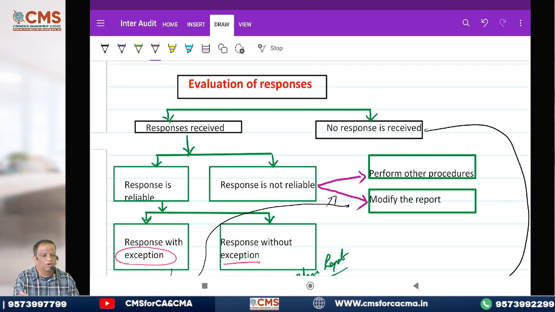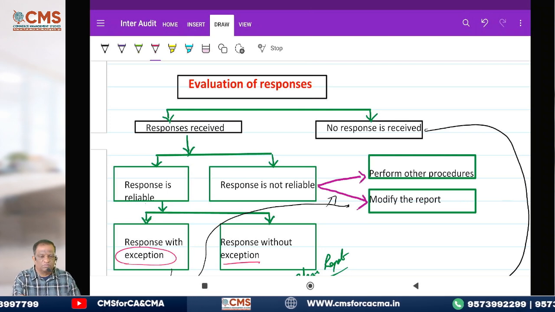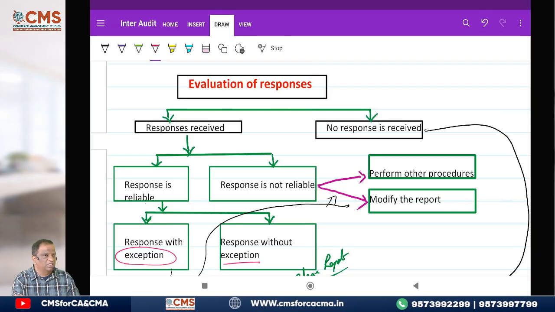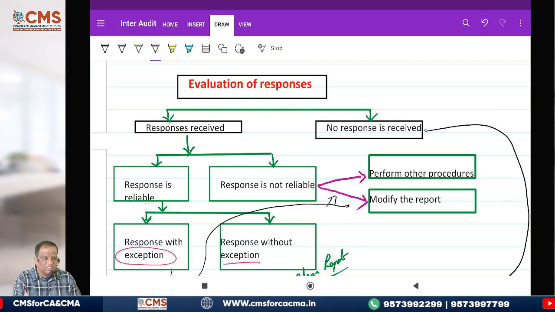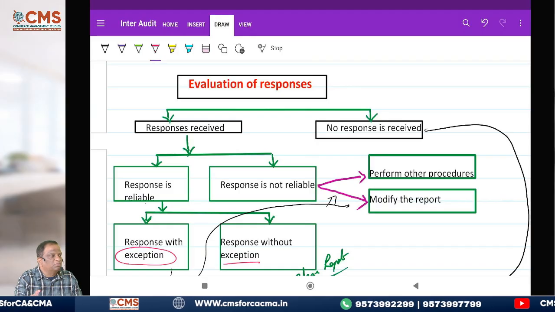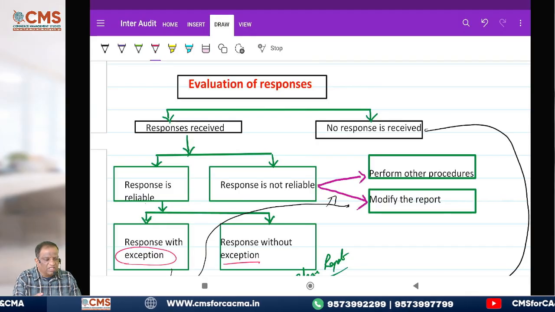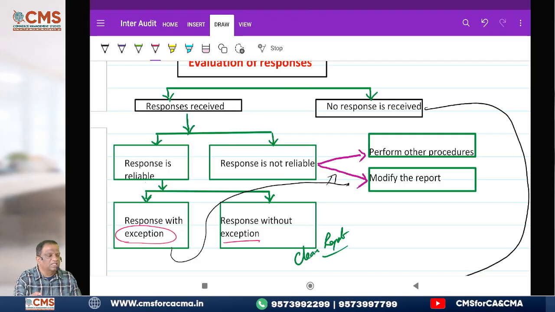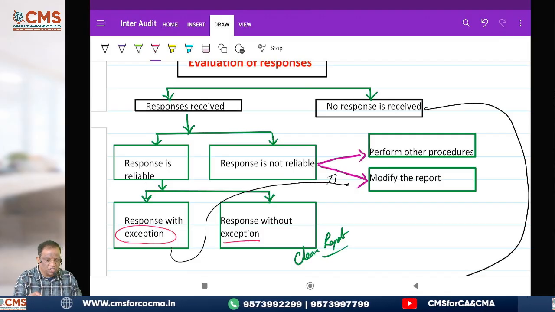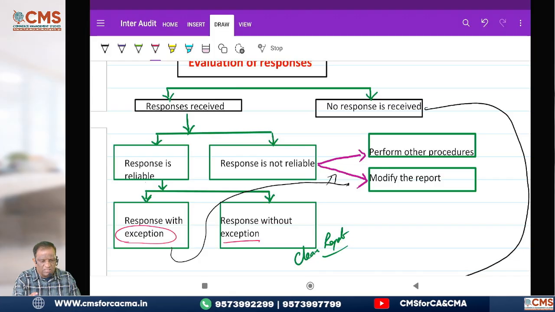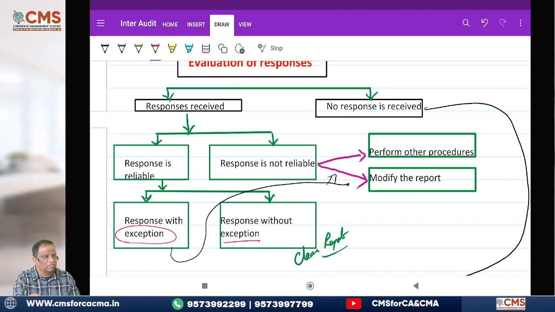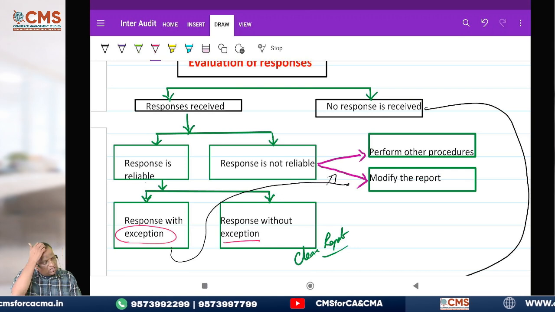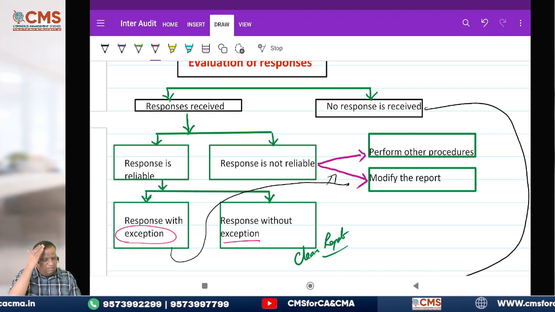Evaluation. Now, how do I evaluate? Whatever responses I am getting, how do I evaluate? Responses received, no response received. Now, for responses received, is the response reliable? And if the response is reliable, then again of two types. It is reliable, but it is received with exception or without exception. If it is without exception, that is, he is not debating anything, he is agreeing with what you are saying, issue a clean report. But if you have received a response that appears to be reasonable and reliable, but it is with exception.